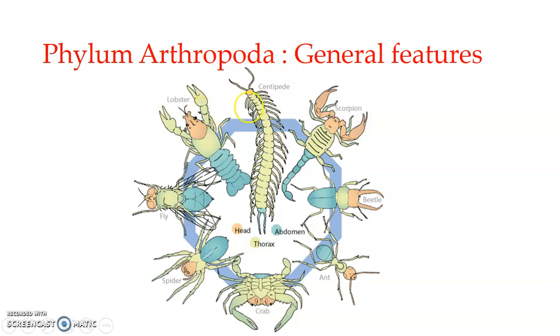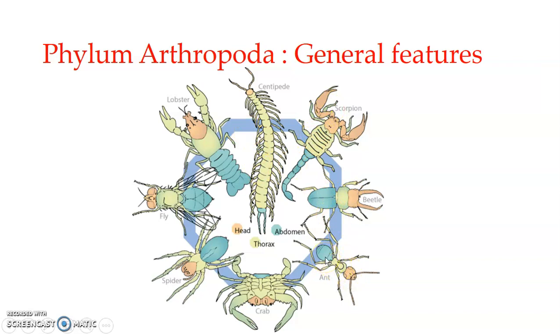We can see lobsters, centipedes, scorpions, beetles, flies and ants coming under insects, crab under crustacea, and spider under arachnida. So we have different kinds of arthropods over here. In all these groups, you can see the body is divided into 3 colored regions, isn't it? The slight orange is the head, the slightly yellowish green is the thorax, and the blue is the abdomen. So in all these, the body is differentiated into 3 regions: head, thorax and abdomen.